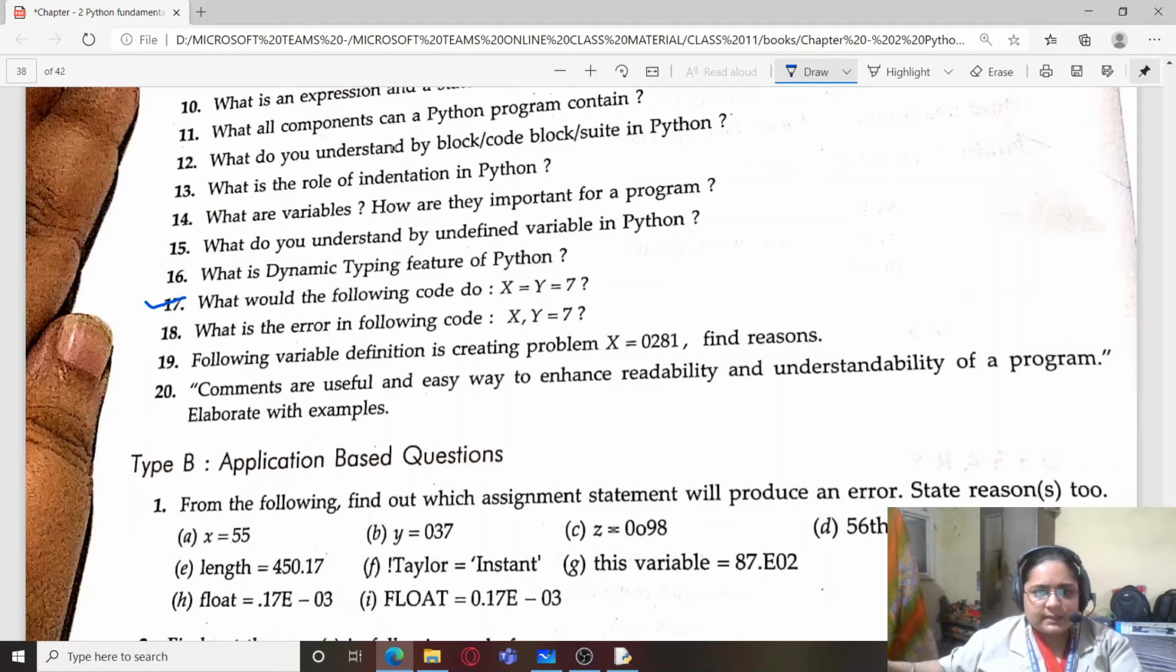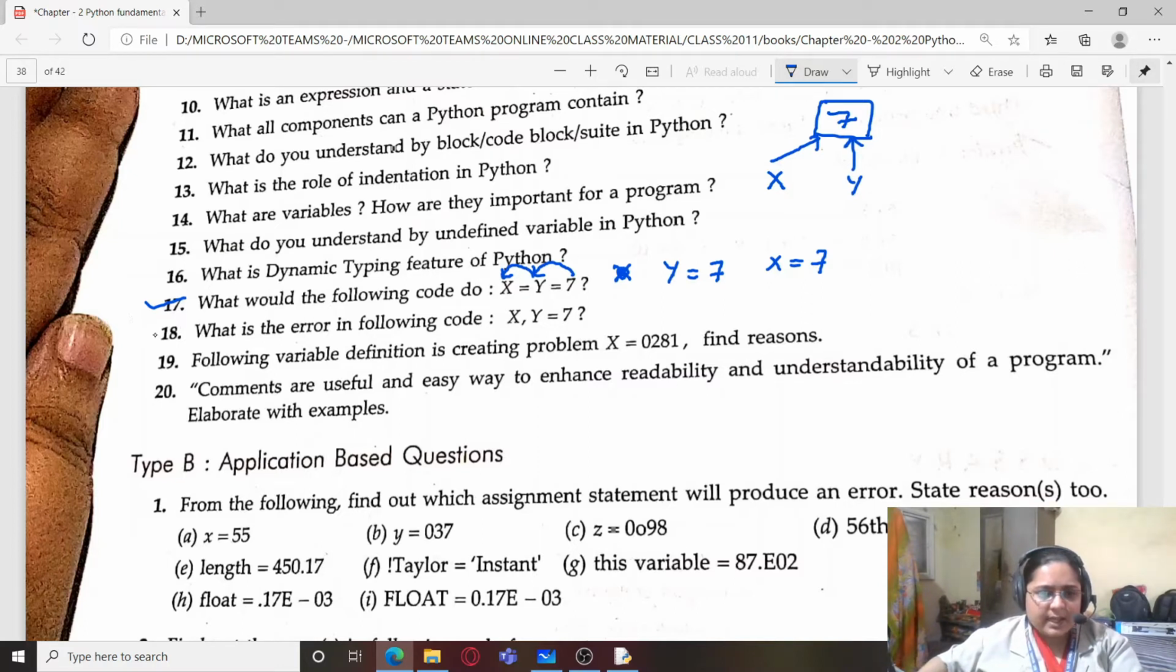What would the following code do? x = y = 7. Firstly y will be assigned the value 7, and then the value of y will be assigned to x. So x will also have 7. That means somewhere in memory we have 7, and x and y both will be pointing to it.